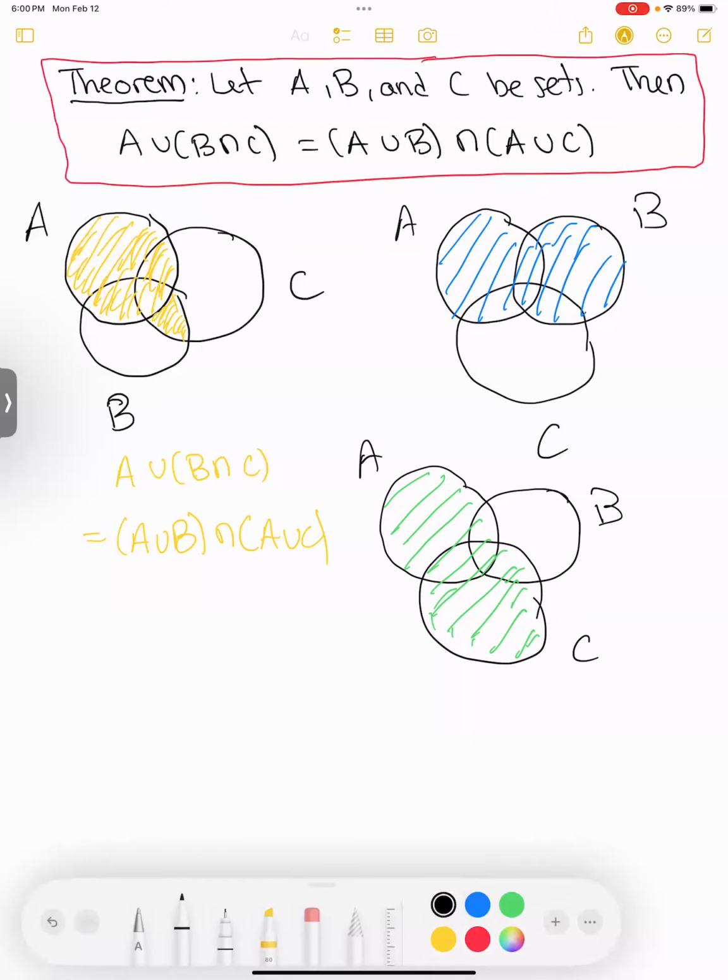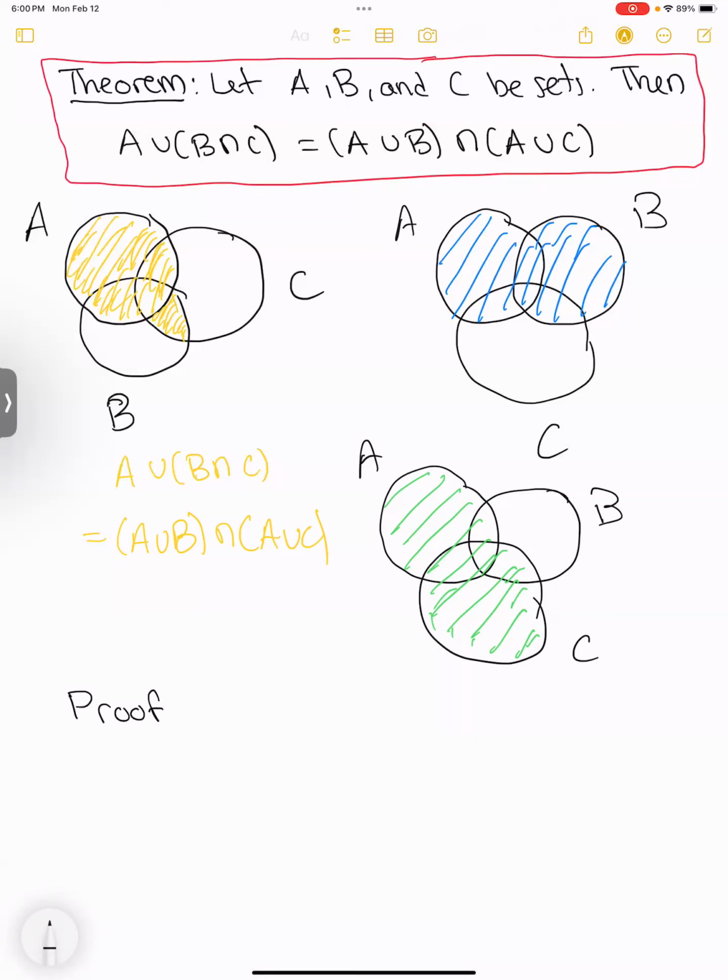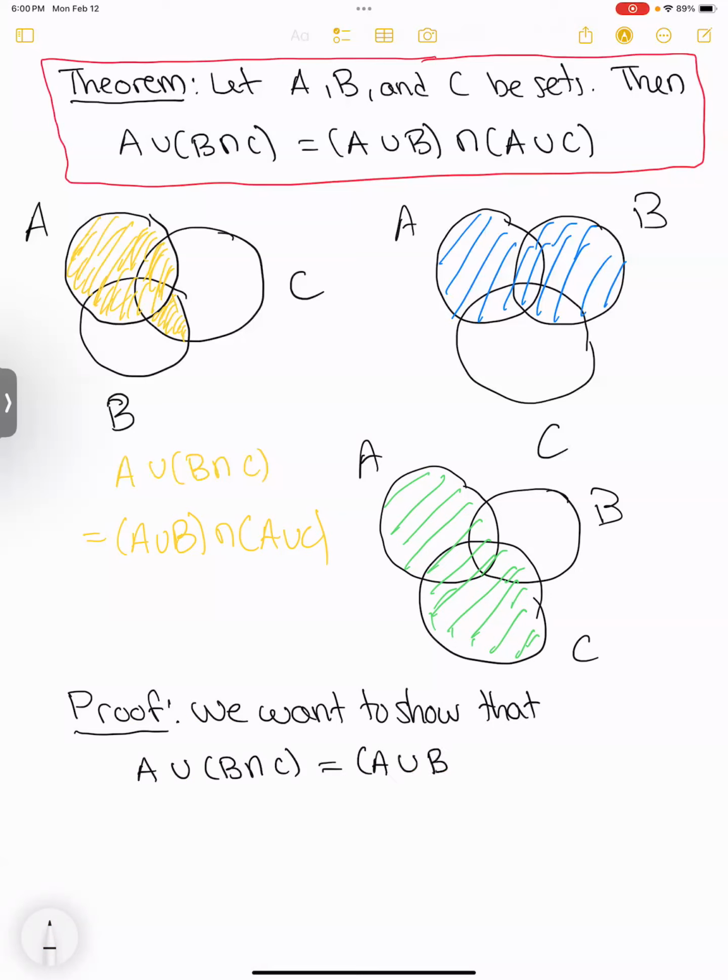And again, though, we want to give a proof now because the pictures are a little bit deceiving. Sometimes we maybe just drew really nice sets, and we want to make sure this is true no matter what the sets A, B, and C are, no matter how crazy they are, right? So we want to show that A union B intersects C is equal to A union B intersect A union C.